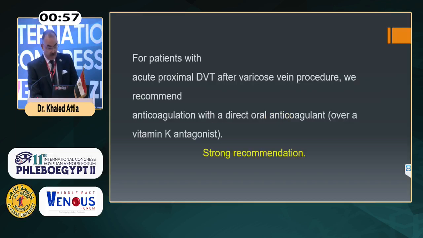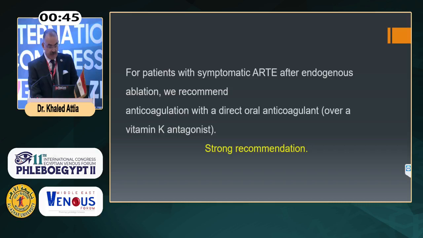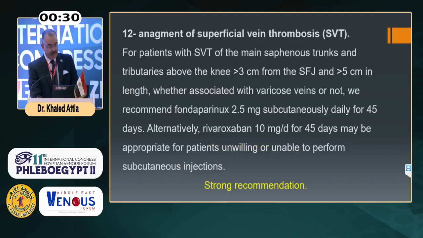For patients with acute proximal DVT after varicose vein procedure, we recommend anticoagulation with a direct oral anticoagulant over vitamin K antagonist. This is a strong recommendation. For patients with symptomatic thrombus extension after endovenous ablation, we recommend anticoagulation with a direct oral anticoagulant over vitamin K antagonist. This is a strong recommendation.